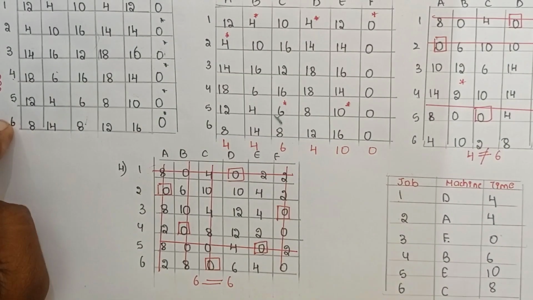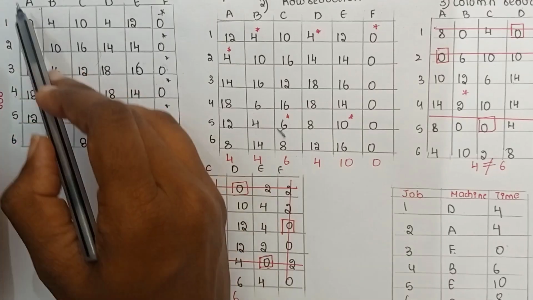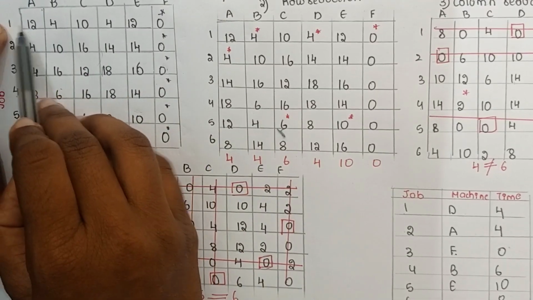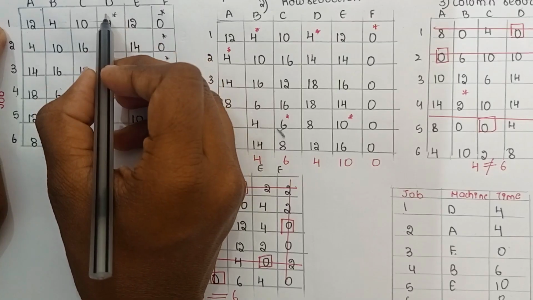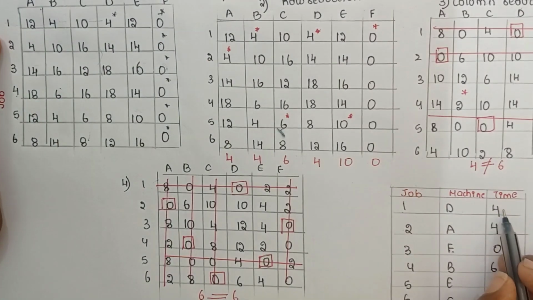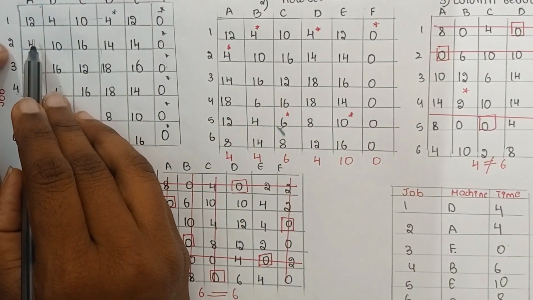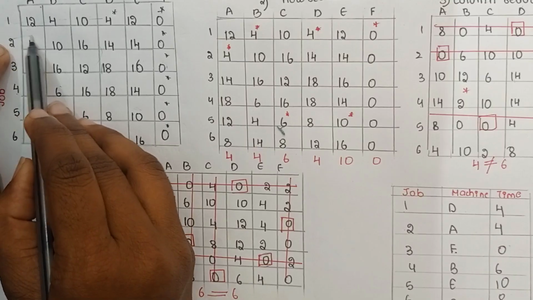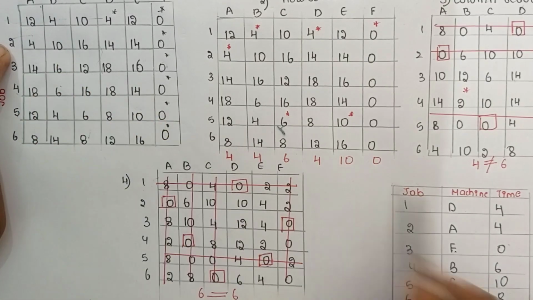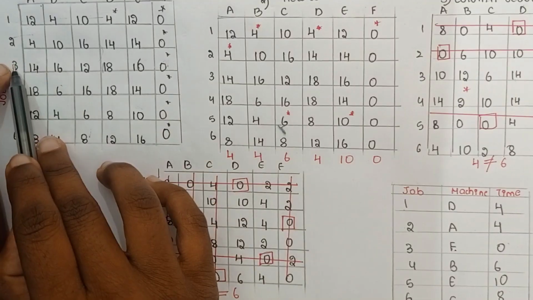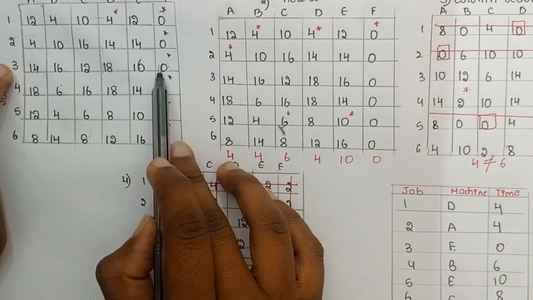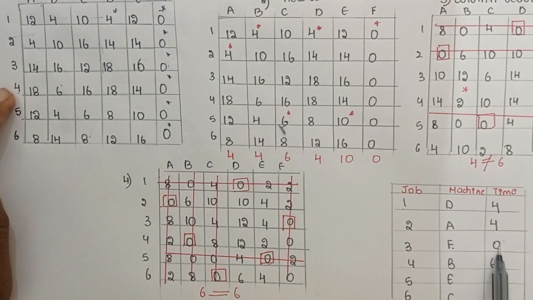How we have to see is we have to see the intersecting point. So first job is performed by the D machine. So 1 and D intersects at the point 4. And second job is performed by the A machine. 2 and A intersects at the point 4. And third job is performed by the F machine. So 3 and F intersects at the point 0. So the time is 0.